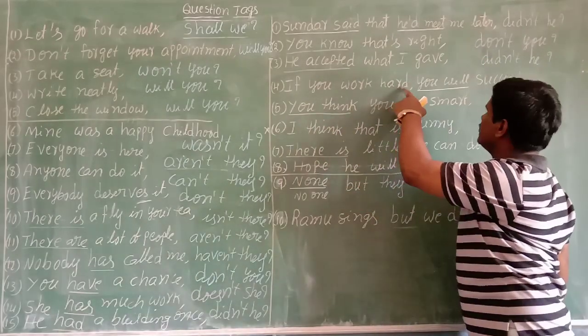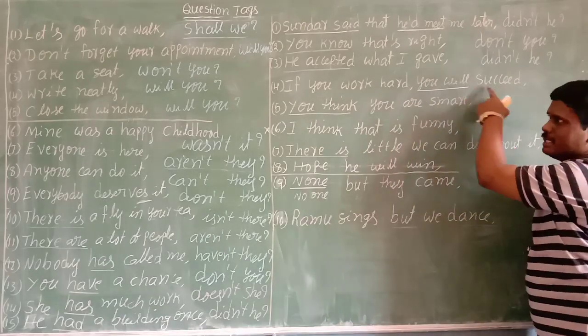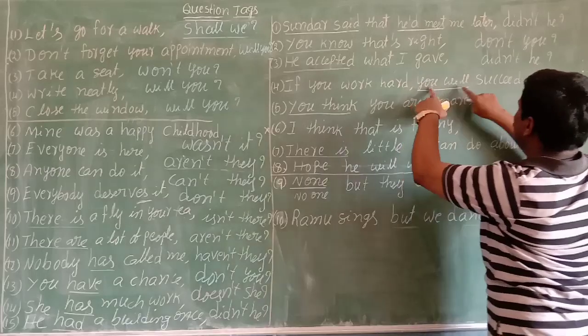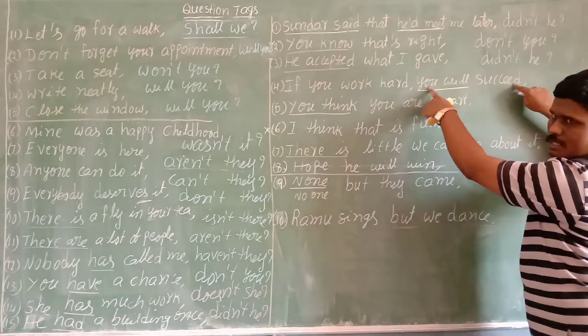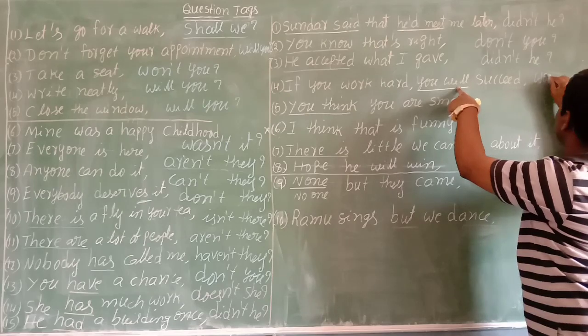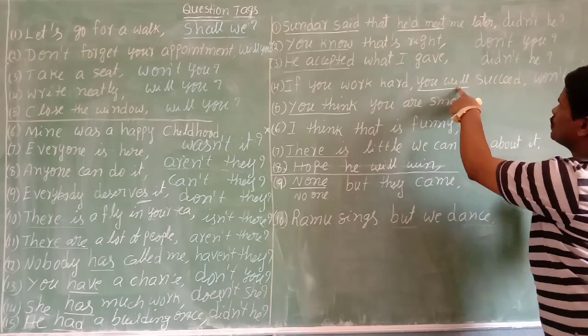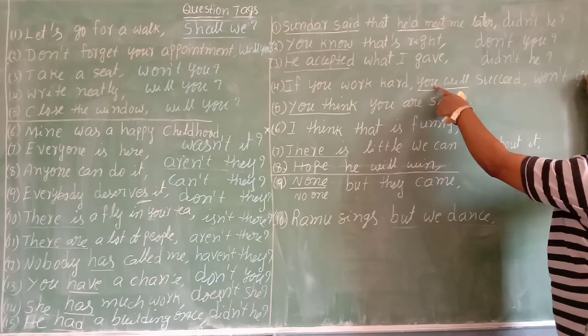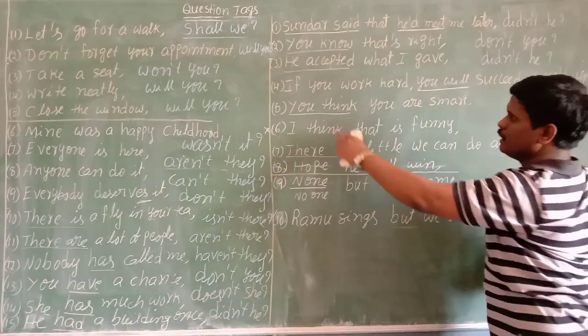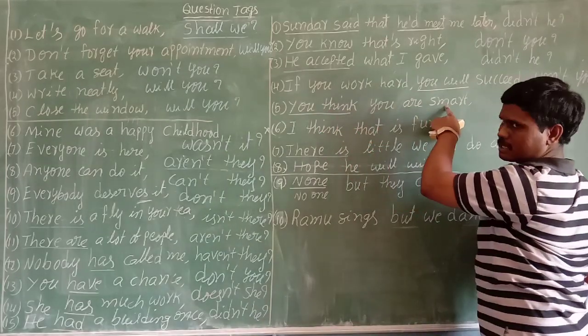If you work hard, you will succeed. Next sentence. If you work hard, this is the subordinate clause. You will succeed, this is the main clause. So you will is the main clause. So will, no negative word, contraction, won't. You won't you. Clear, friends?